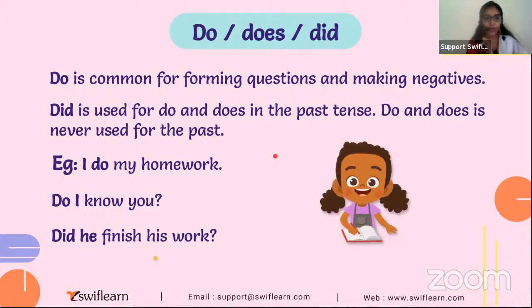I repeat again: do and does are used in the present. Do is commonly used for forming questions and also making negatives. Do I know you? And did is used in the past tense. Do and does are never used for the past tense.